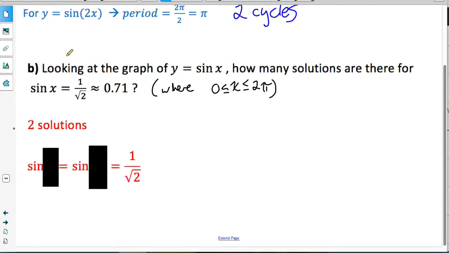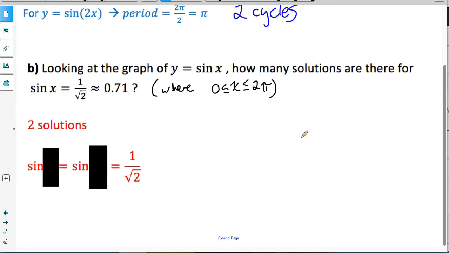Part B. Looking at the graph of y equals sine x, how many solutions are there for sine x equals 1 over root 2? And I should specify how many solutions between 0 and 2 pi. Right, when we're solving trig equations, often the domain that we want the answers between is specified. So how many solutions between 0 and 2 pi are there for this equation here? How many angles for sine have this ratio?